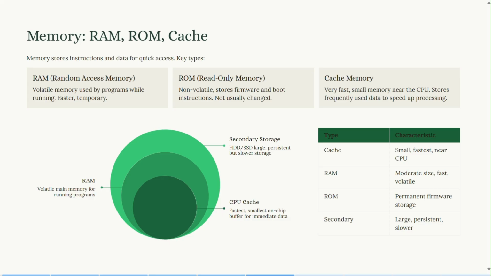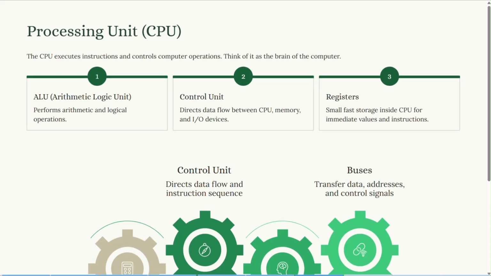Now that we've learned how the computer accesses data quickly, let's look at the component that actually processes all this information. Slide 6. Processing unit, CPU. The CPU, or Central Processing Unit, is often called the brain of the computer because it performs all the processing.